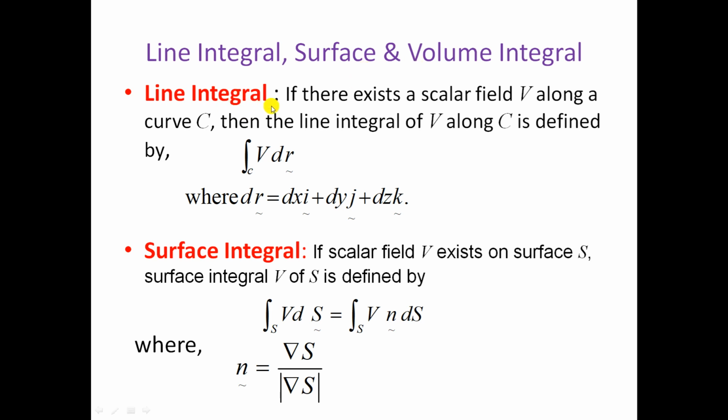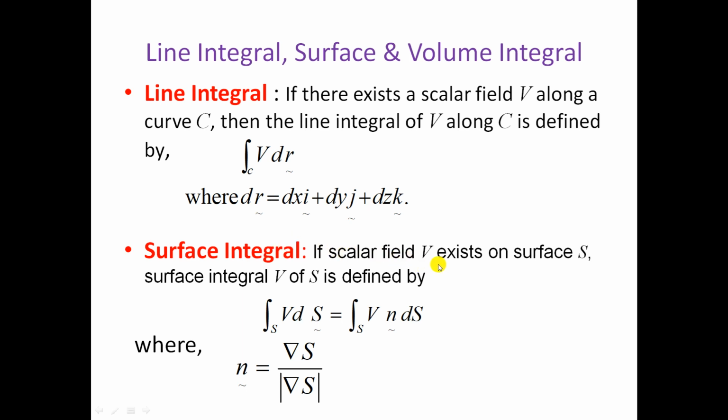The line integral is defined as: if there exists a scalar field V along the curve C, then the line integral of V along C is defined by integration along the curve C of V dr. So it is mentioned that if any scalar V is along the curve C, it is called a line integral. It is defined as integration of V dr, where dr is a vector represented in x, y, z, that is dx i plus dy j plus dz k. Then the next definition is surface integral.